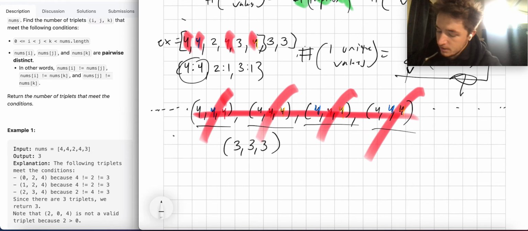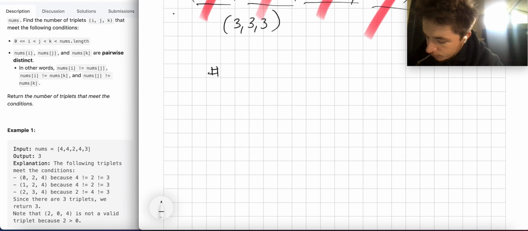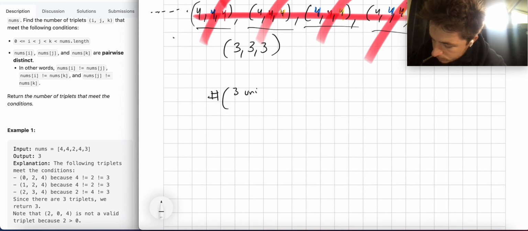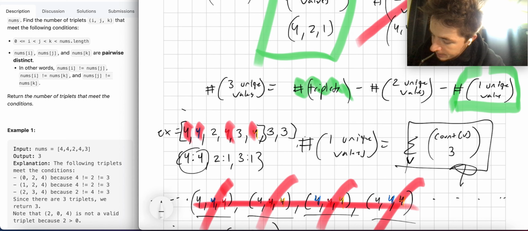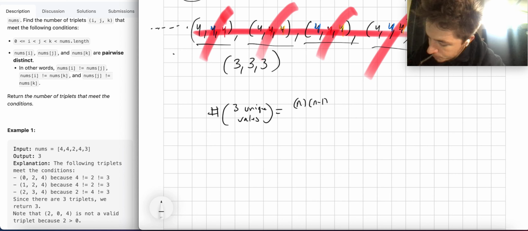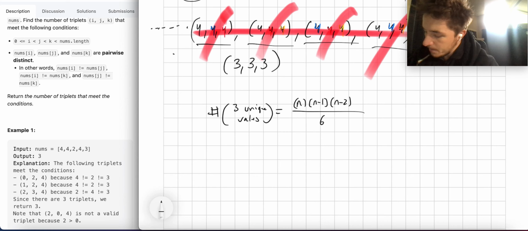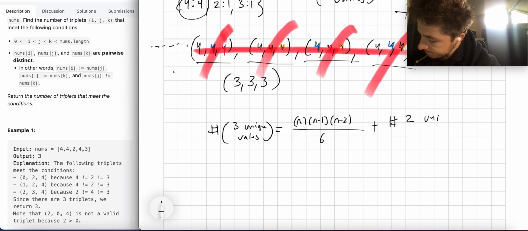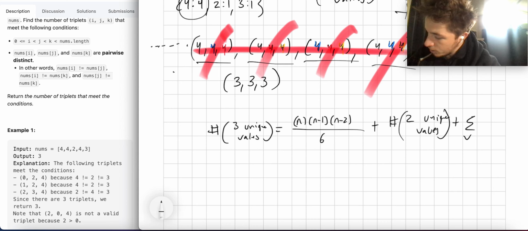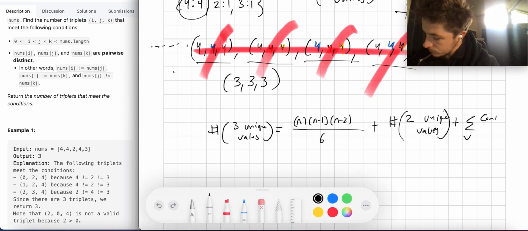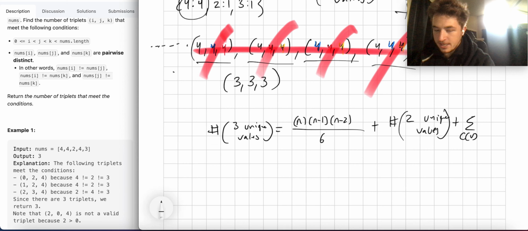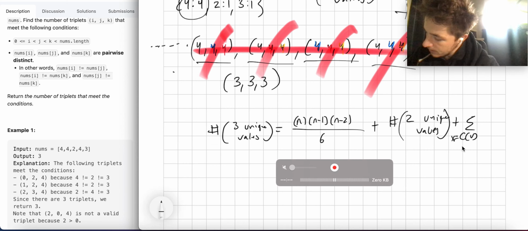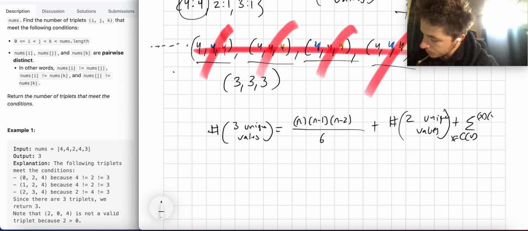So to update what we've done so far, the number of 3 unique values, which is what we're looking for, equals the number of triplets, which is n times n minus 1 times n minus 2 divided by 6, right? Plus the number of 2 unique values, which we haven't determined yet, plus the sum of the value, but then we'll play the same game. We'll call this C, count of the value. We'll call this count of V. We'll say X equals count of V, so X equals the count of the value. And then we do X times X minus 1 times X minus 2 divided by 6.